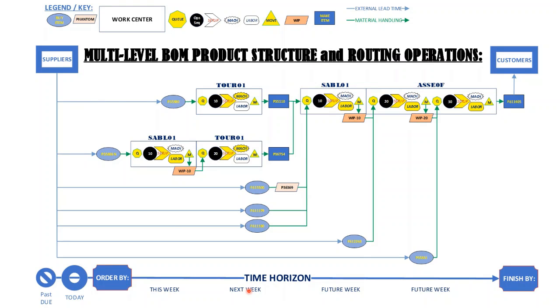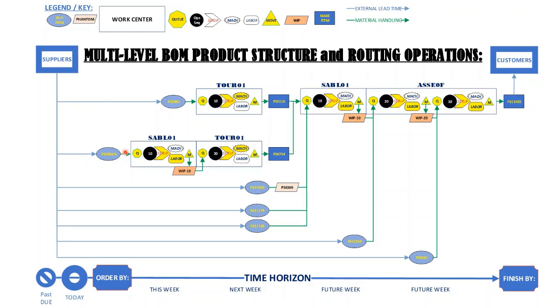So, going back to our multi-level bill of material product structure and routing operations, visually, you can kind of see from this indented bill of material, you can get a flavor of what the critical path could be to make an F611-405, going backwards through the bill of material and its routing sequences. A critical path could be this path here.